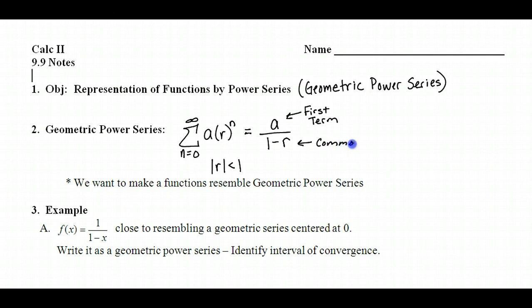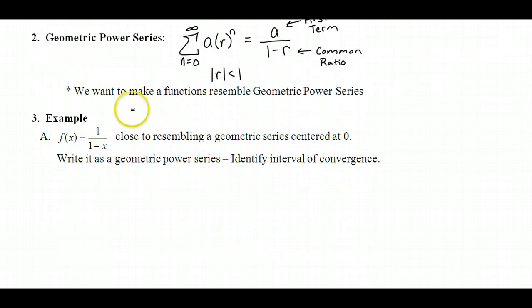And so what we're going to do today is we're going to try to make things look like that fraction here. So a divided by 1 minus our common ratio. And from here, we're going to do the opposite and actually write it as a summation with our geometric power series. So today the idea is to take this fraction and go back, write it as a geometric power series. So we want to make our functions resemble the geometric power series in all of this.